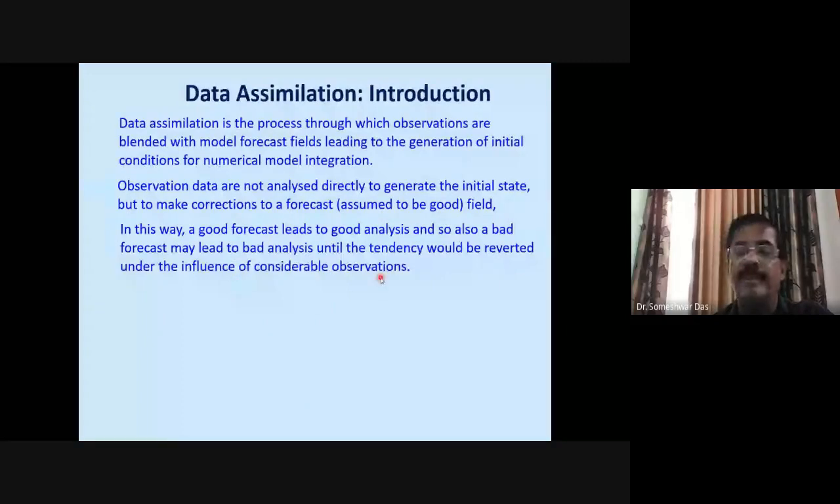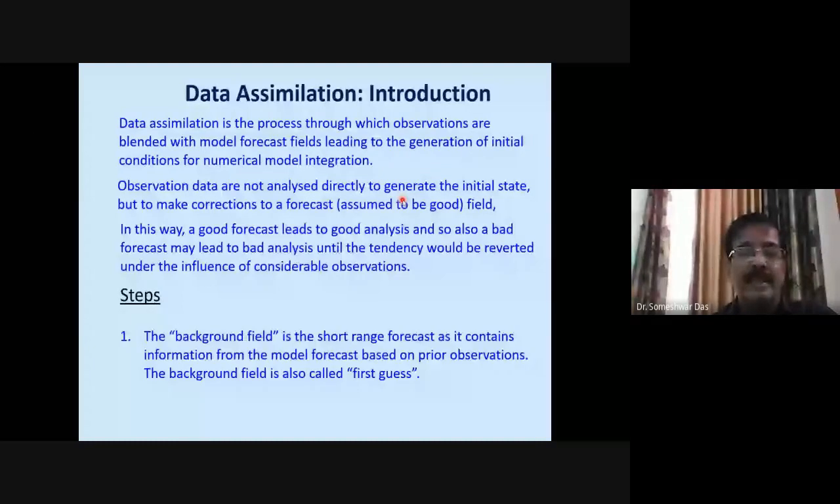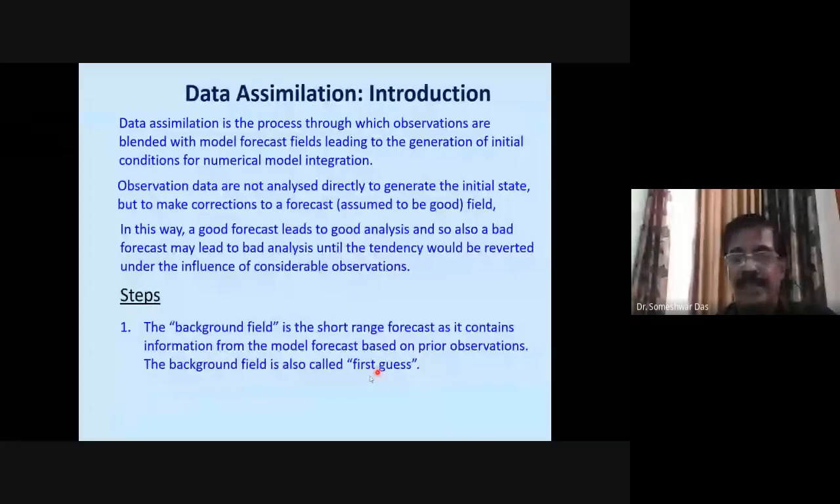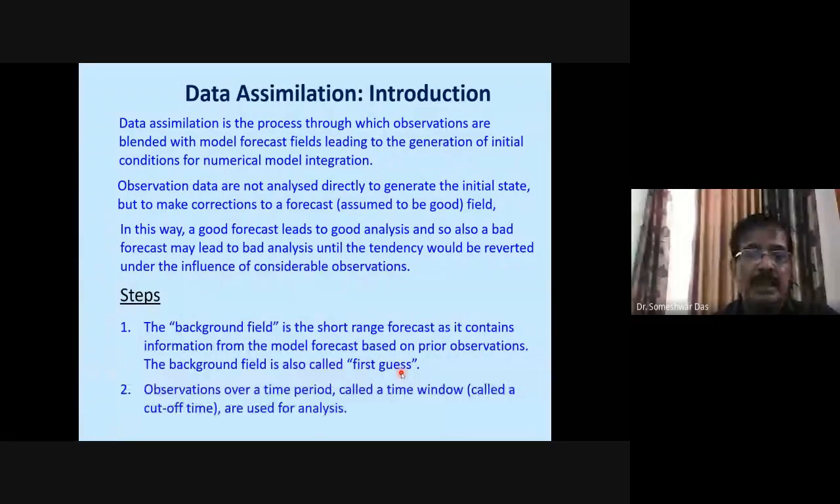Now, what are the steps in a simulation system? The steps are already familiar to you. Step 1 is the background field, which is the short range forecast, as it contains information from the model forecast based on prior observations. The background field is also called the first guess, that you already know, right? Step number 2 is the observations over a time period called a time window, or also called the cutoff time, used for analysis.